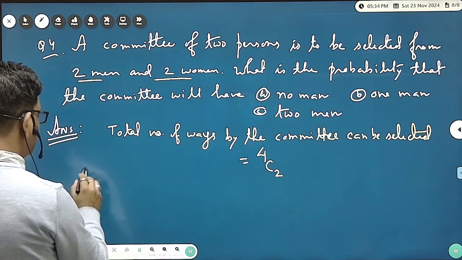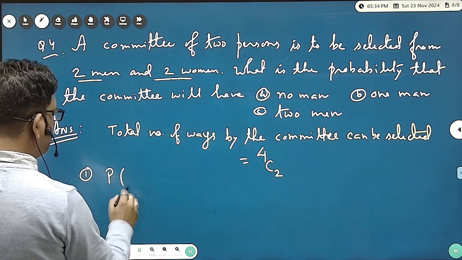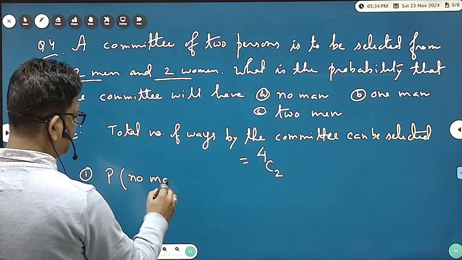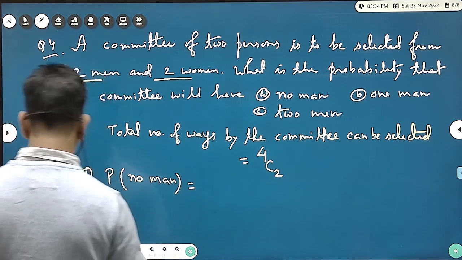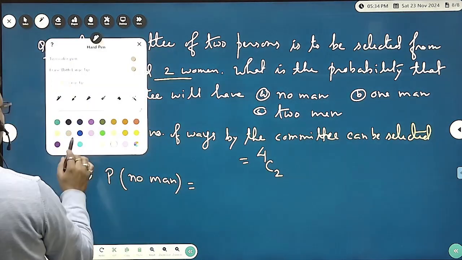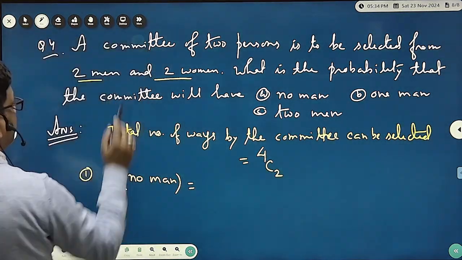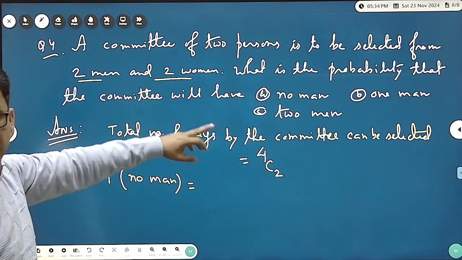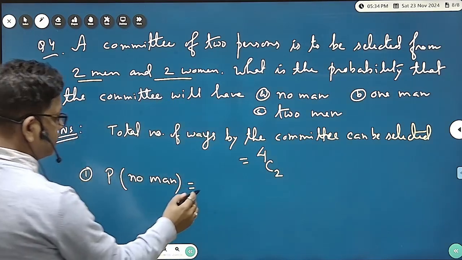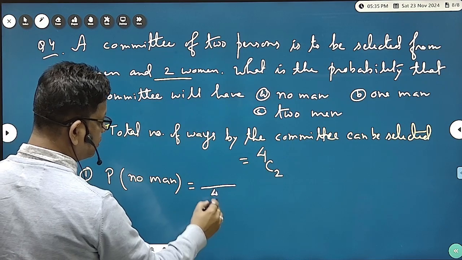Now question number 1, probability of getting no men. Please try to understand now. What is the probability of getting no men? That means both will be women. That means 2 women are there, so only they will be there. Now, first of all, the denominator is the total ways, 4C2.